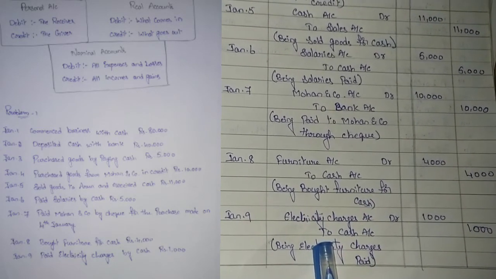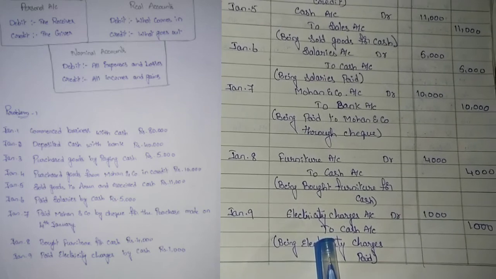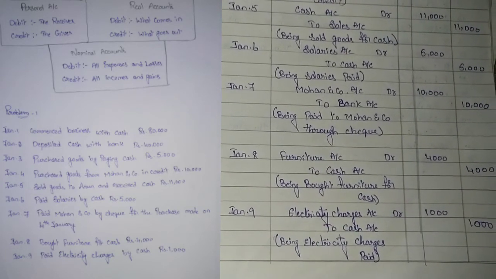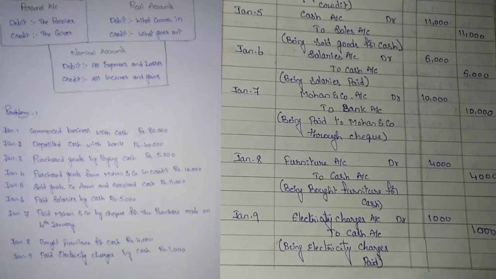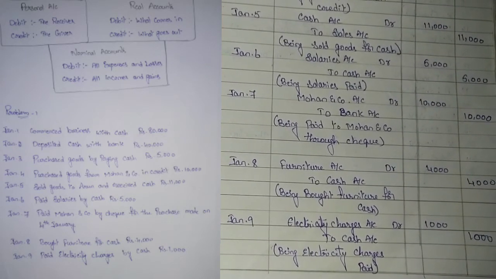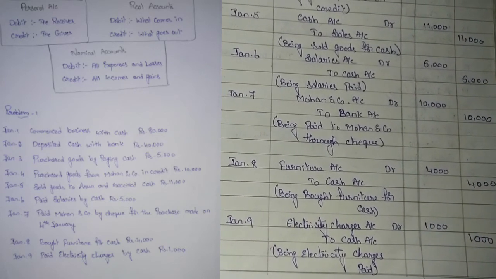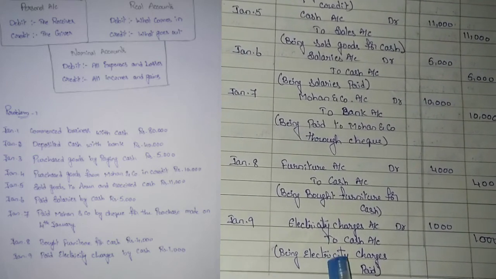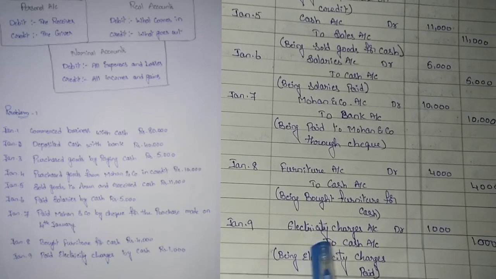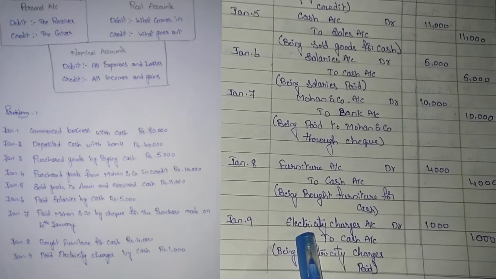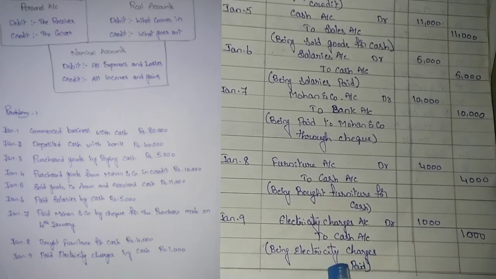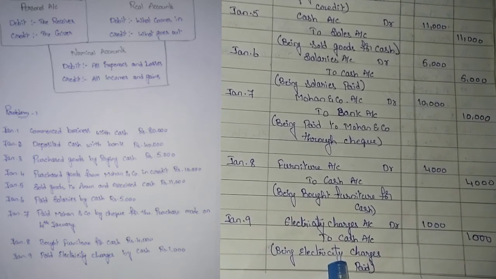And the last transaction is on January 9th. Paid electricity charges by cash. So electricity charges come under the expenses. So expenses will be considered under nominal accounts. So the rule is debit all expenses and losses, credit all incomes. So electricity charges is an expense, so we show it on the debit side. Electricity charges account debitor to cash account. Amount is 1,000 rupees. And the narration being electricity charges paid.